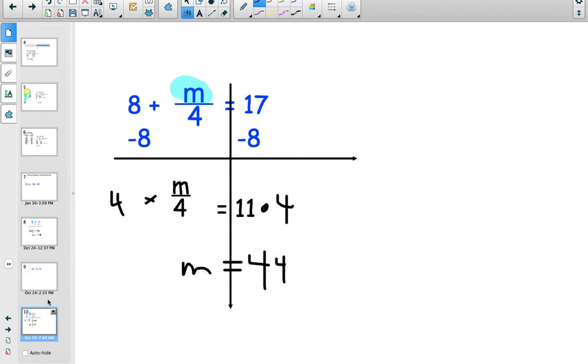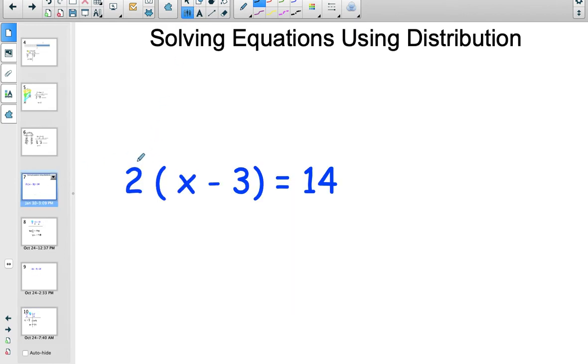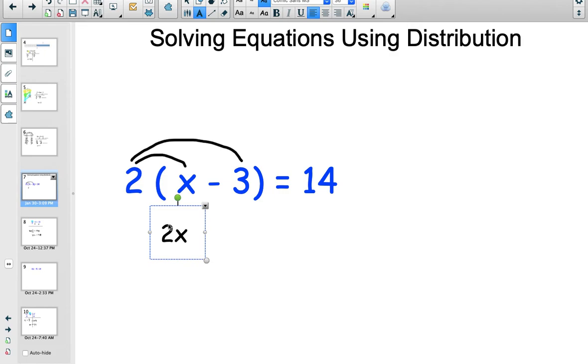Okay. All right, now I want to show you one other problem, something with distribution. This is combining an idea you should have learned last year with what we just did. So if you see a problem like this, I want you to distribute the 2 to each term in there. When you're distributing, you're multiplying. 2 times x is going to equal 2x. 2 times negative 3 is going to equal negative 6. You only distribute to what's in parentheses, so the equals 14 just stays the same.